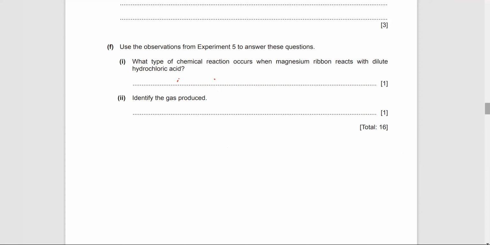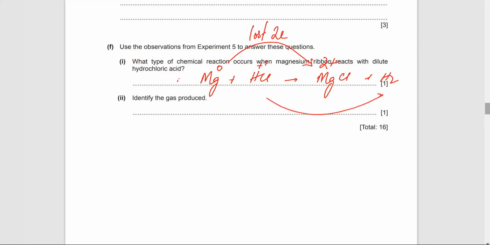I said it was a displacement reaction or a redox reaction, because if you have magnesium reacting with HCl, then a redox reaction is one where electrons are gained and lost. Mg is 0. Over here, Mg is 2 plus. So that means it lost how many electrons? Lost 2 electrons. And H is positive 1 over here, and H in the product is 0. So that means it gains electrons. So it's a redox reaction that's taking place. And identify the gas produced. It was hydrogen gas all along. So that's also done.